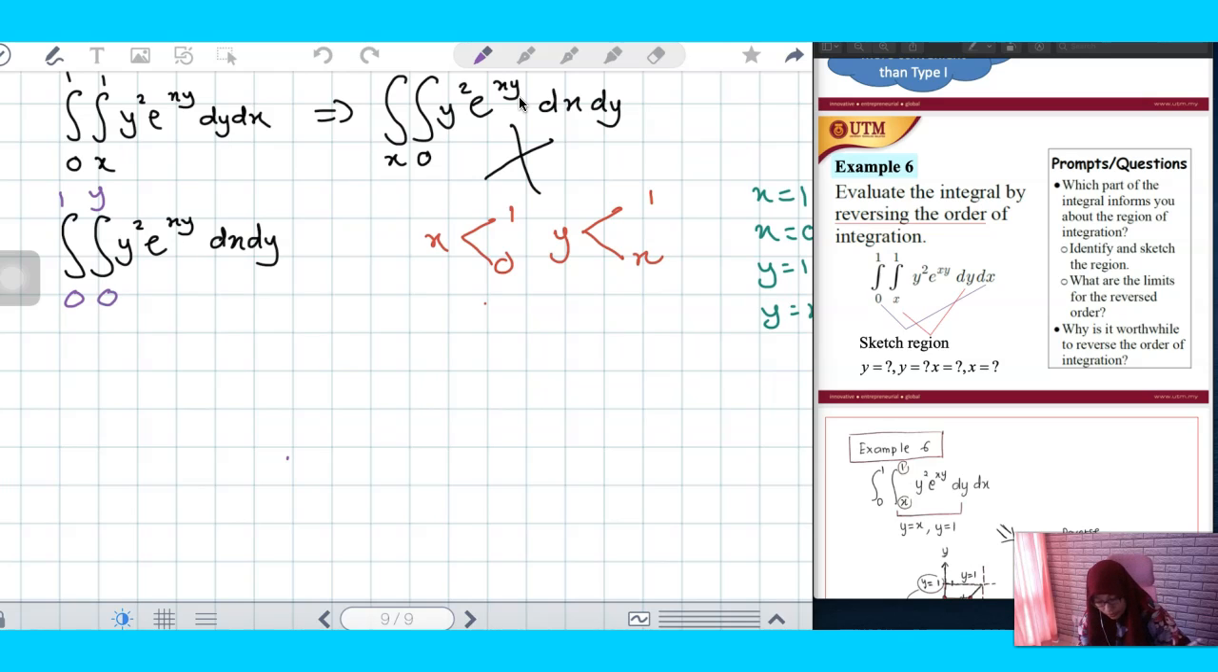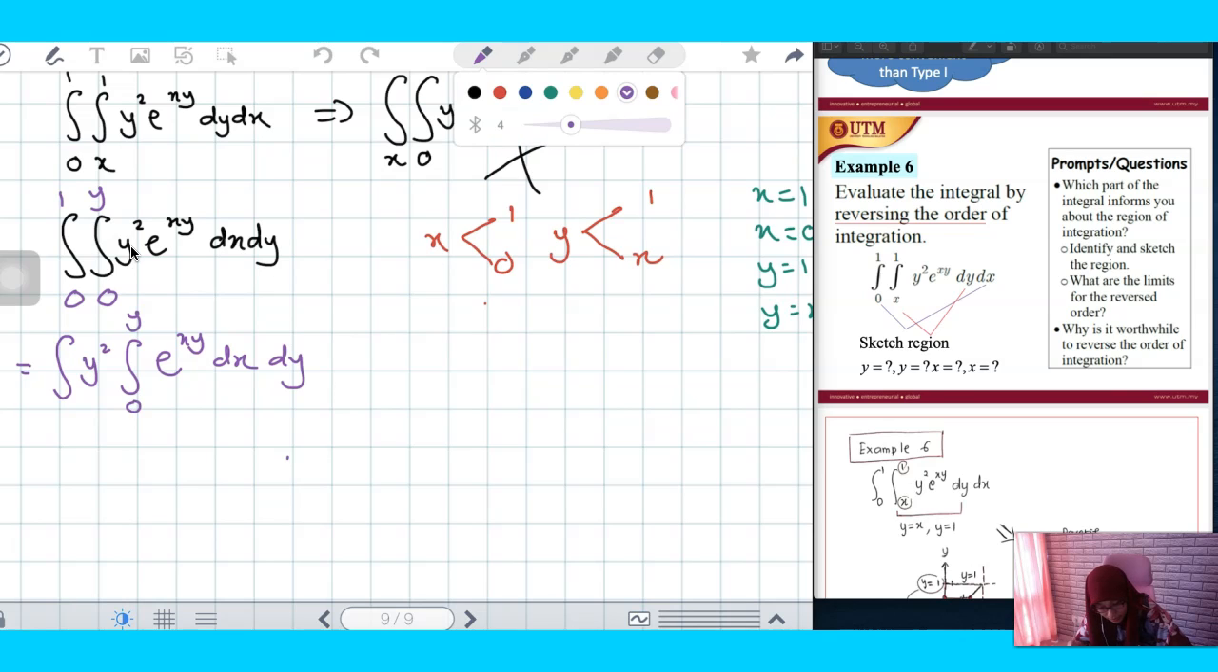So next we want to solve the integration. We solve for the inner integral, because we want to integrate with respect to x, so y squared here is constant. So y squared is constant. We just focus on the e^(xy) dx, with x from 0 to 1. So we just work on this first.